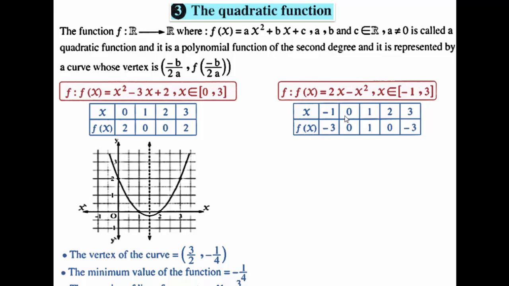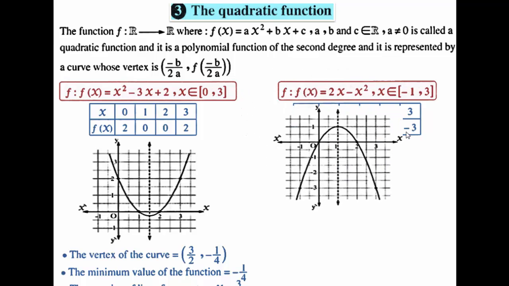The next number, we will substitute x here by 0: 2 multiply 0 minus 0 all power 2. The result will be 0. And if we substitute x here by 1, f(x) will be 1. Substitute x by 2: 2 multiply 2 minus 2 all power 2, 4 minus 4. The result will be 0. And we will substitute x by 3: 2 multiply 3 equals 6 minus 9. It will be the answer negative 3.